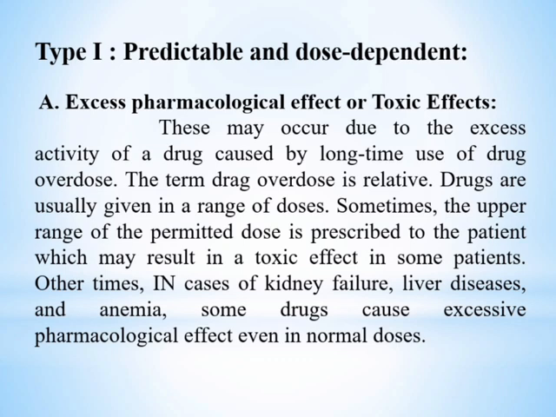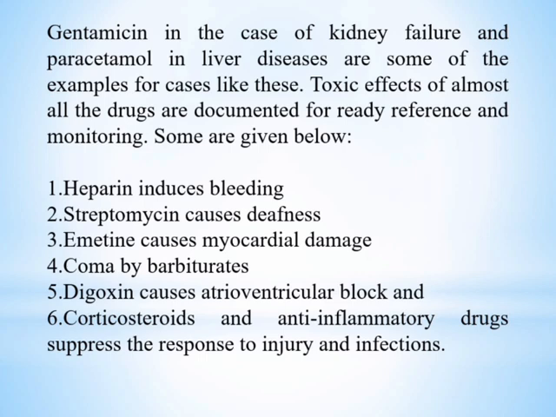The term drug overdose is relative. Drugs are usually given in a range of doses. Sometimes the upper range of the permitted dose is prescribed to the patient, which may result in a toxic effect in some patients. Other times, in case of kidney failure, liver disease, and anemia, some drugs cause excessive pharmacological effects even in normal doses. Gentamicin in the case of kidney failure and paracetamol in liver disease are some examples for cases like this.